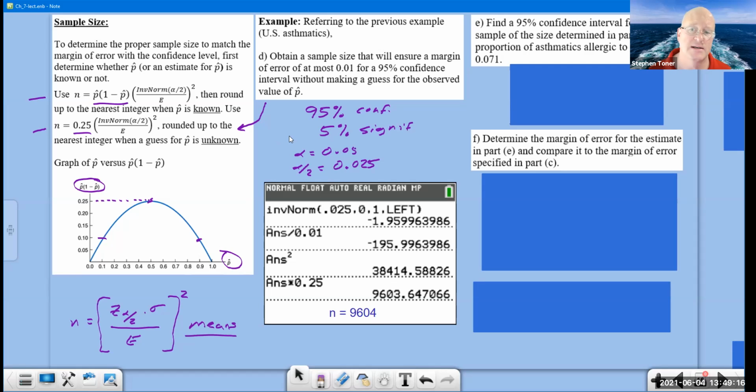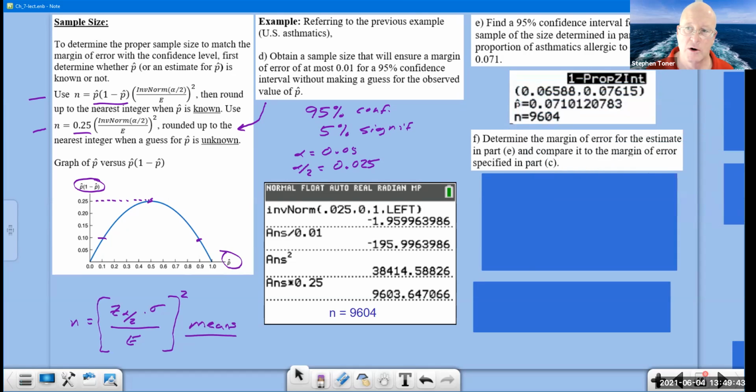And now it says, let's go to the next part. Find a 95% confidence interval for the true proportion for the sample size that we found back here in part D. And this time they're telling us the sample p hat is 0.071. We've done our surveying, out comes this p hat. So here we go. I'm going to go into my calculator and create this interval.